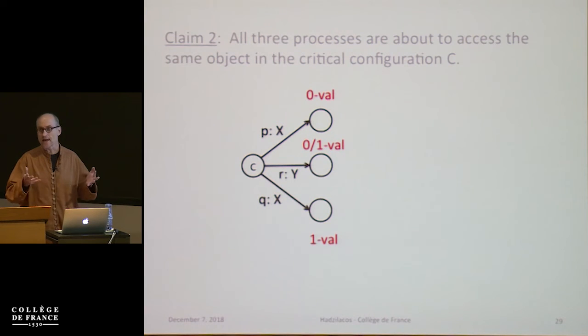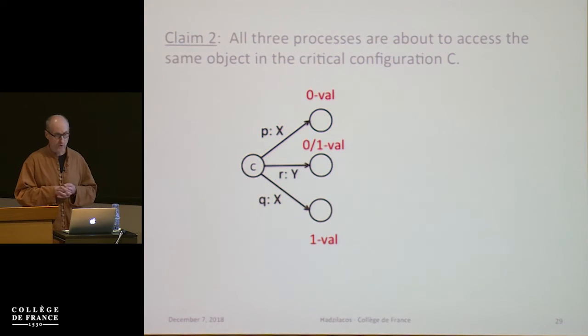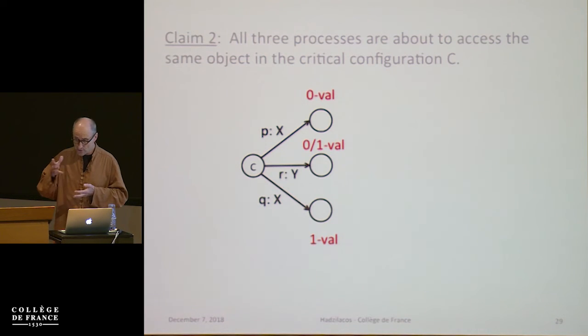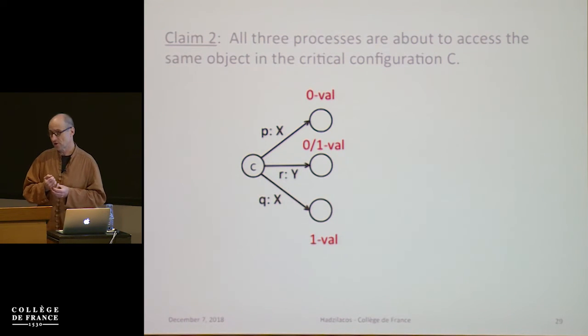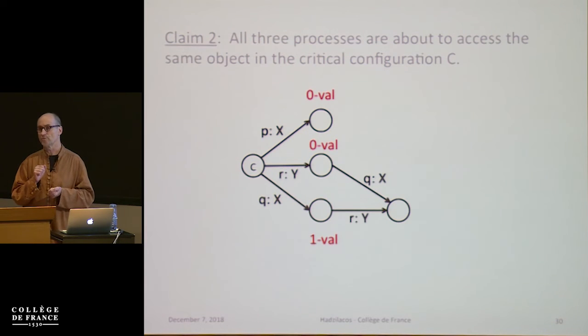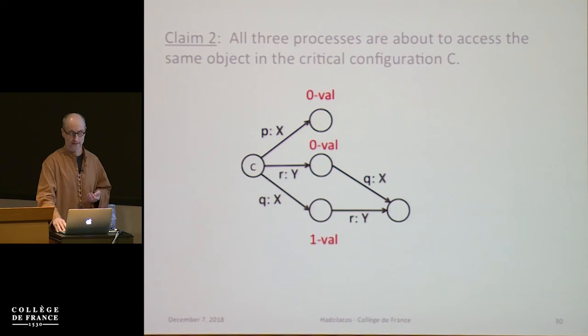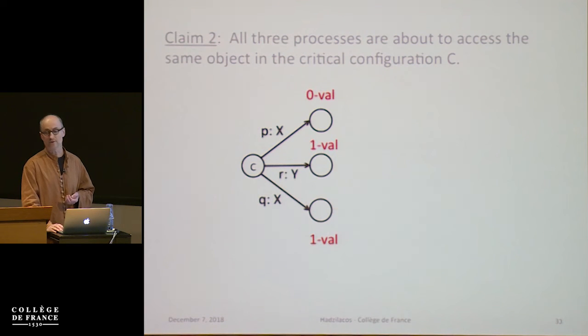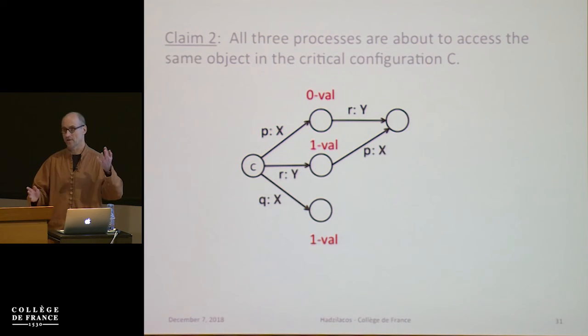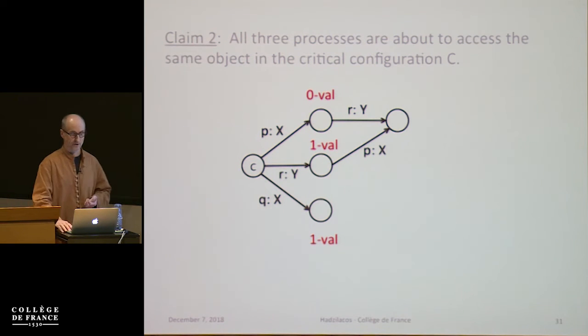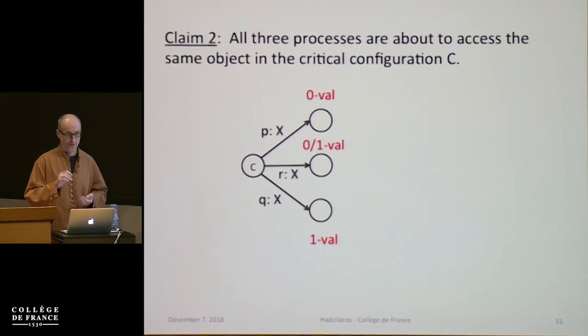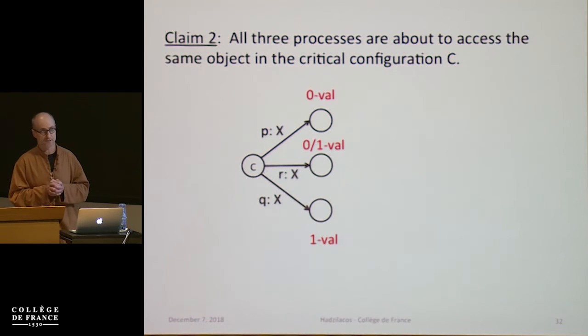Well, let's say that R accesses a different object, Y. I know that R's step also leads to a univalent configuration. Could be either zero-valent or one-valent. If it's zero-valent, I can play the game that I showed you before with respect to the step that Q takes and get a contradiction. If it's a one-valent configuration, you guessed it, I can play the same game with P's step and get a contradiction. So Y must also be the same as X. So all three processes are about to access the same object.